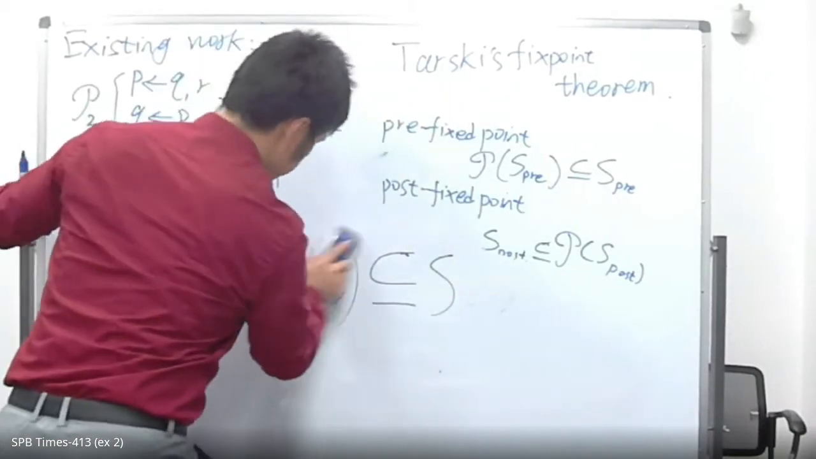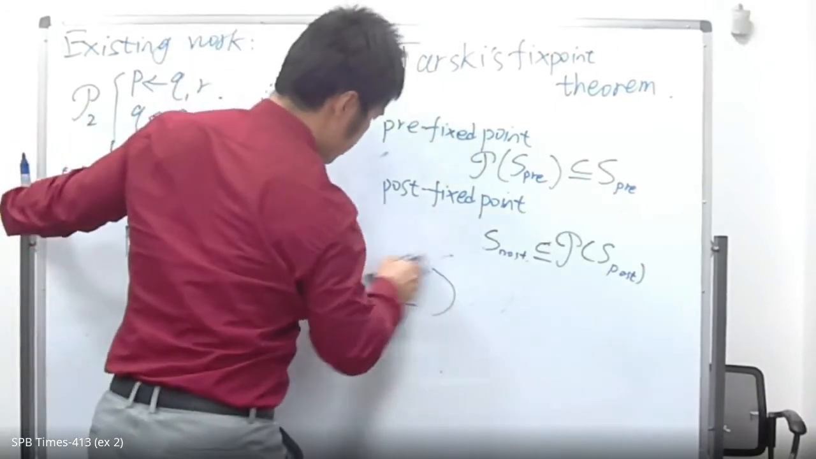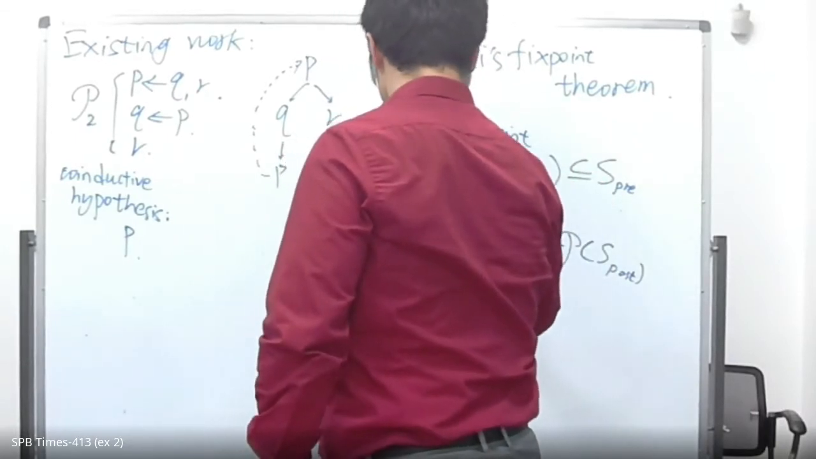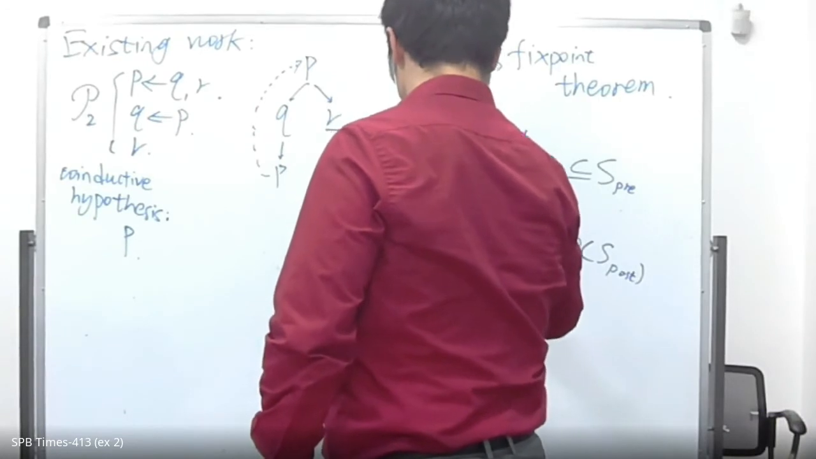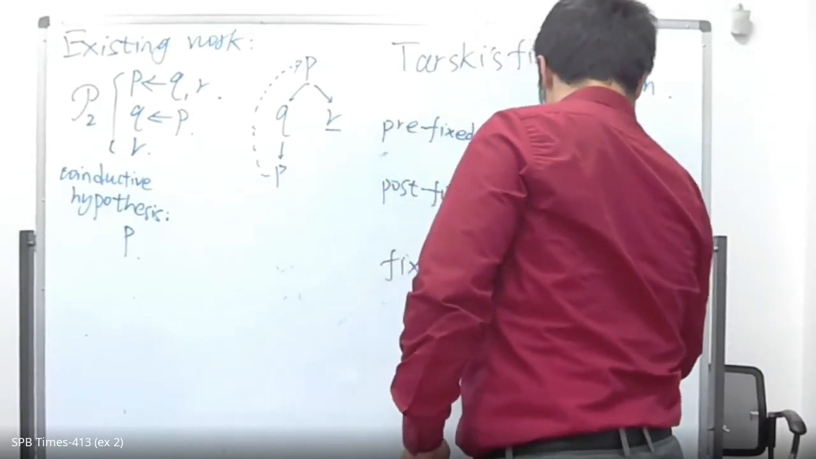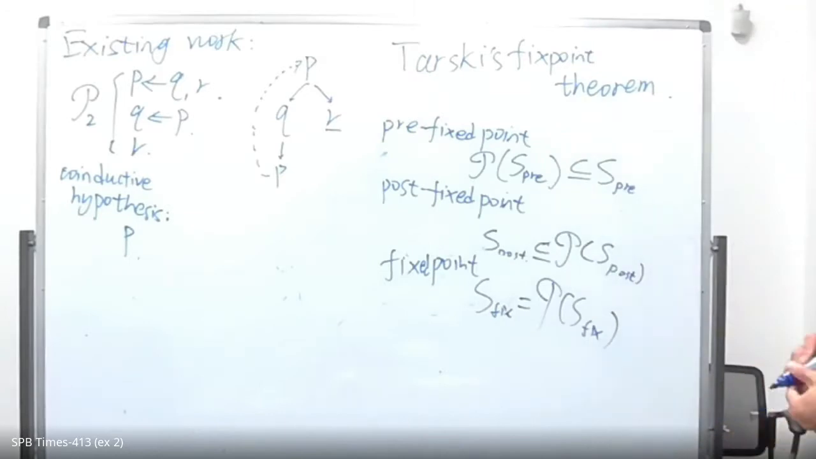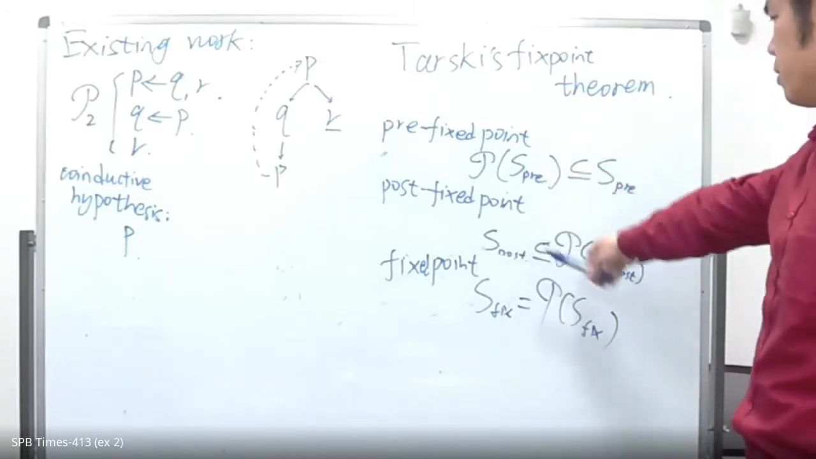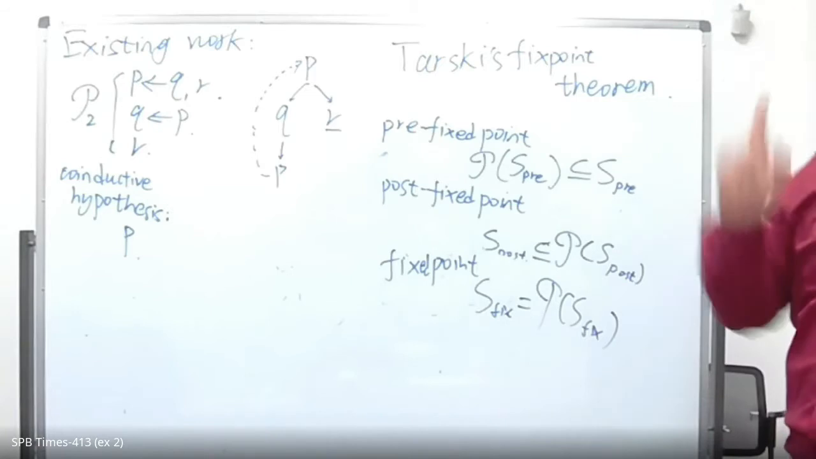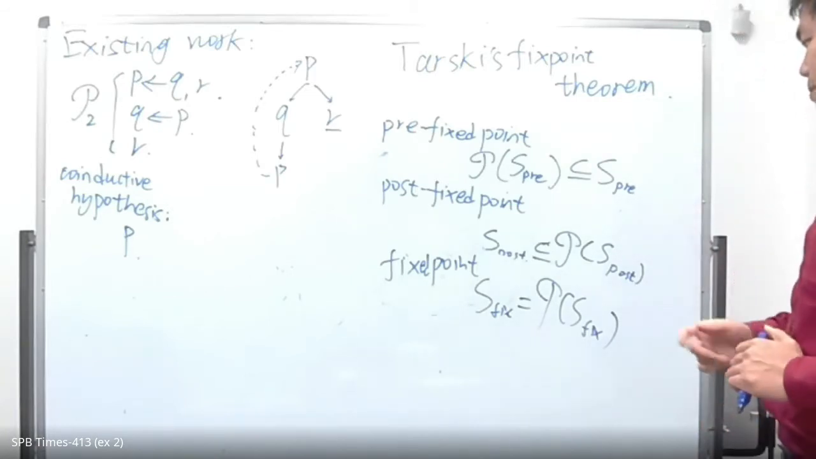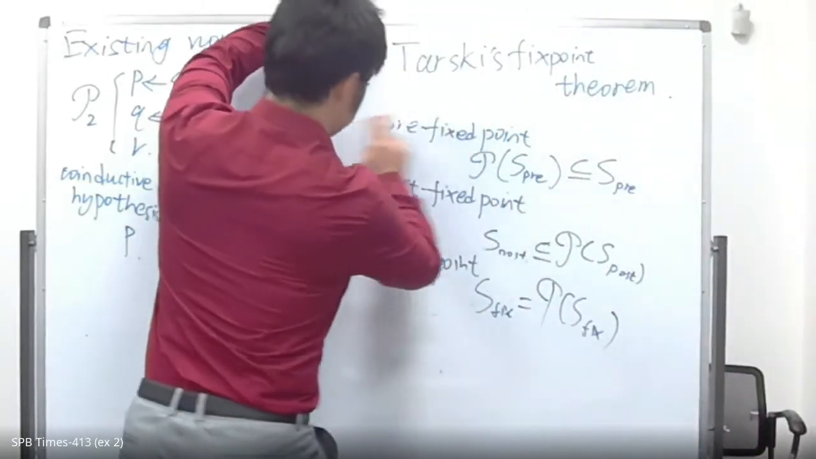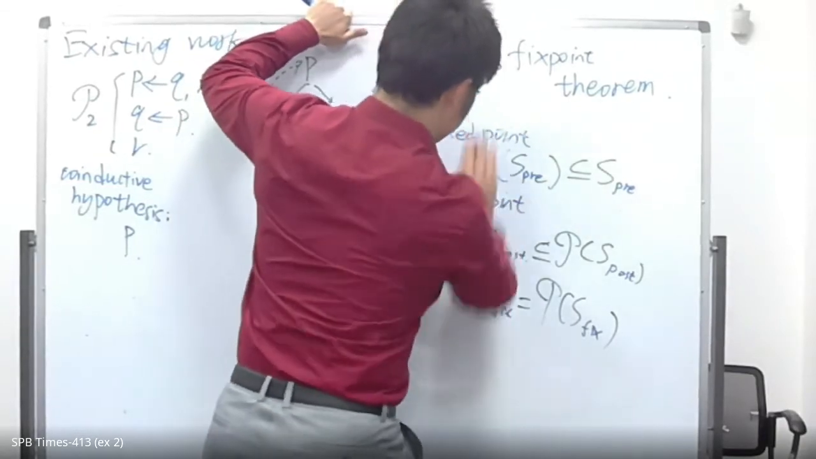And it follows that if a set is both a prefixed point and a postfixed point, then it is a fixed point. It's a very basic set theoretic result, saying that if A is a subset of B and B is a subset of A, then the two sets are equal. Okay, these are some definitions necessary to understand the theorem.